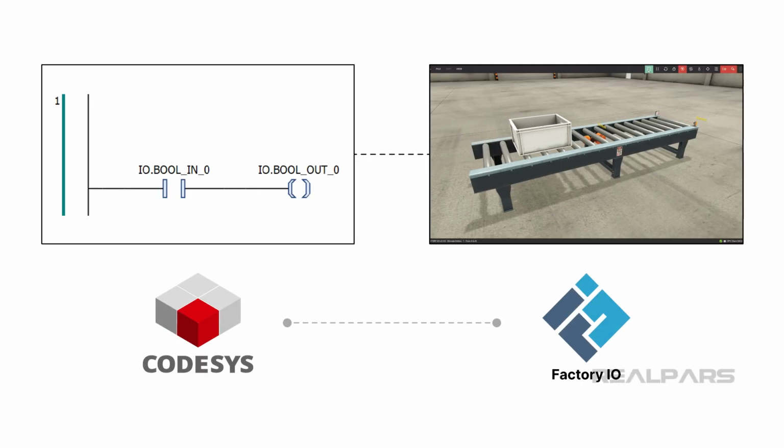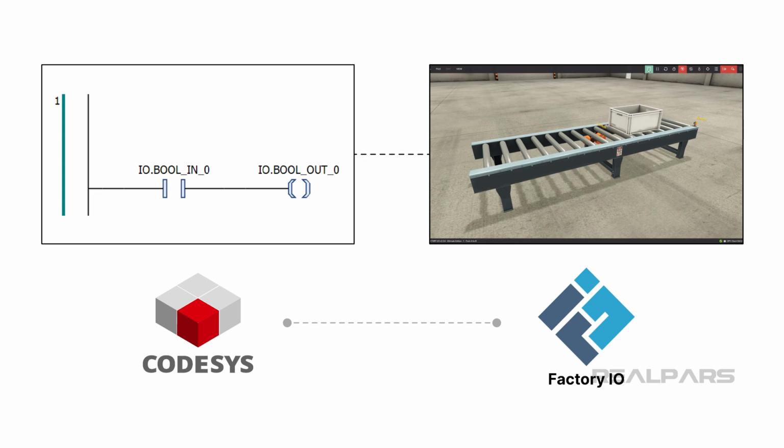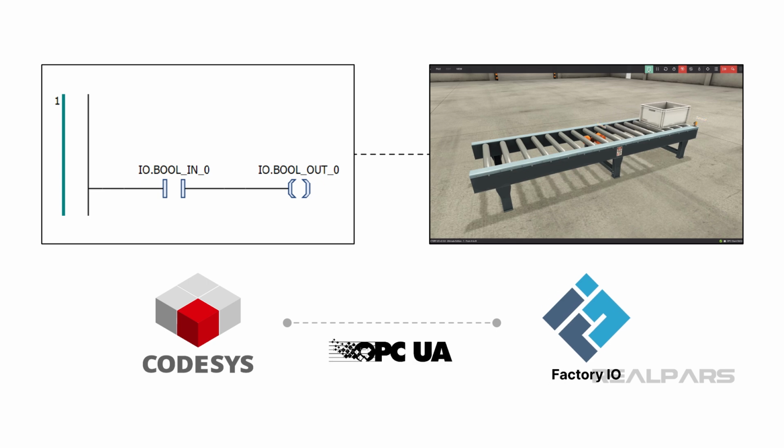In this video, I'll show you how to connect a CODESYS PLC to a Factory I/O scene using the OPC UA communication protocol. Before we learn how to do that, let me take a minute to introduce the tools that we will use in this video.